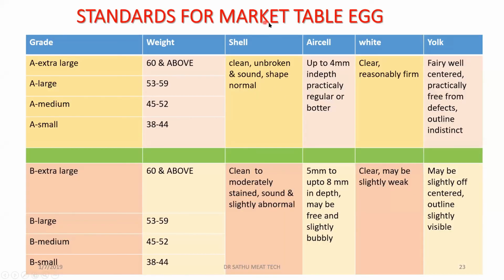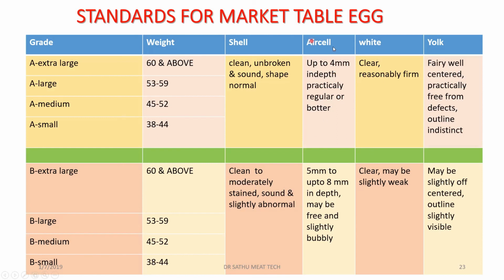Coming to the standards for market table eggs. In India, we generally follow four grades, depending on the weight. That is extra large, which is 60 and above, then large, 53 to 59, medium, and small. Then again, depending upon the interior quality and the shell quality, it will be divided into A and B. Okay. In A, the shell will be clean, unbroken, sound, shape normal. Here, clean to moderately stained, round, and slightly abnormal.